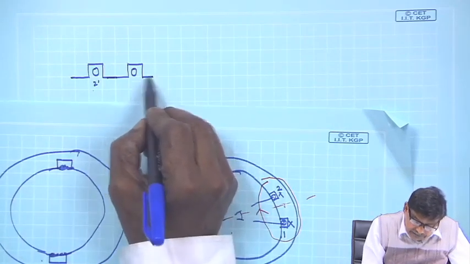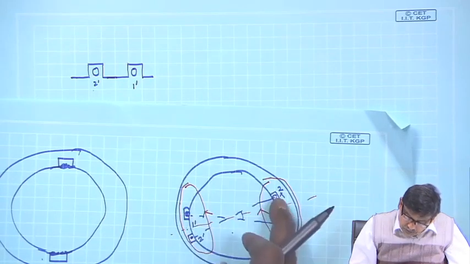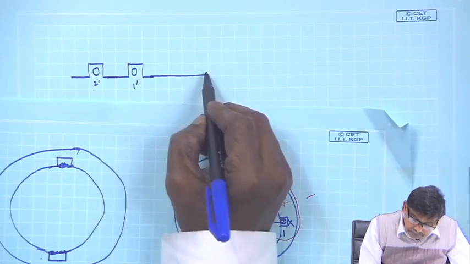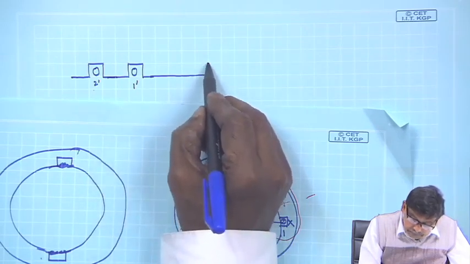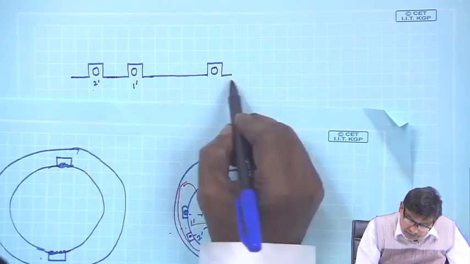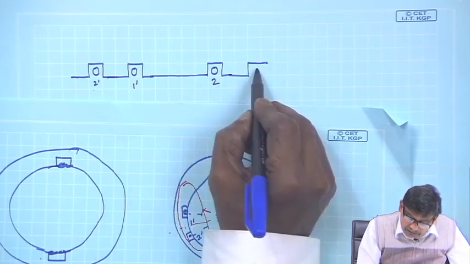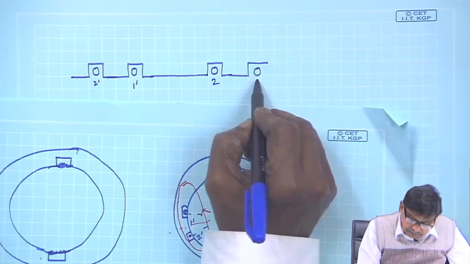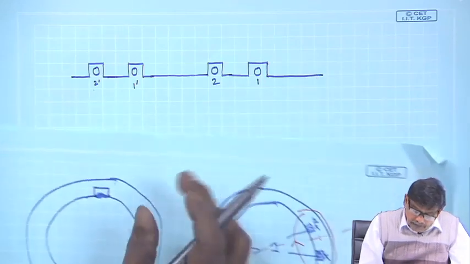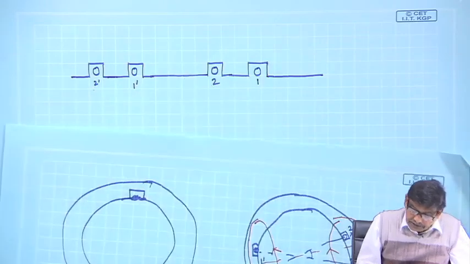This is 1 dashed, then you will see 2 as you go this way, you will go 2, and then after 1, 2, 1, 2 you will get 1. So, the pole pitch is this one, 1 1 dashed or 2 2 dashed, whatever it is.